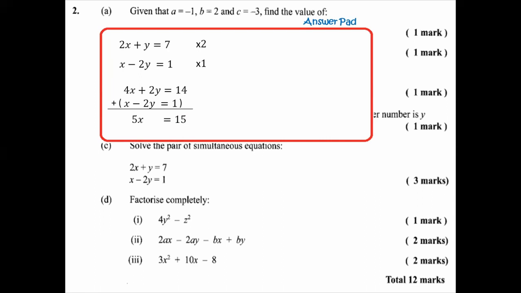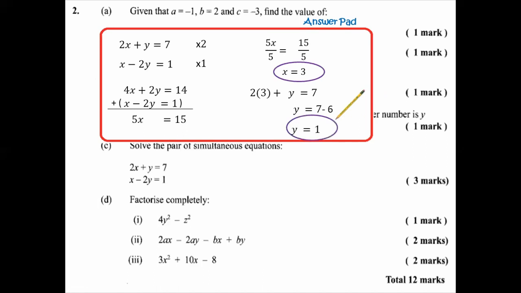So 4 plus 1 is 5x, and 14 plus 1 is 15. When we divide both sides by 5, we end up with x being 3. So x equals 3, and what we're going to do is substitute 3 into the top equation where y is by itself. So 2 times 3 is 6, and when we subtract that 6 from the 7, we have y equals 1. And that's the solution for our simultaneous equation. 3 marks.